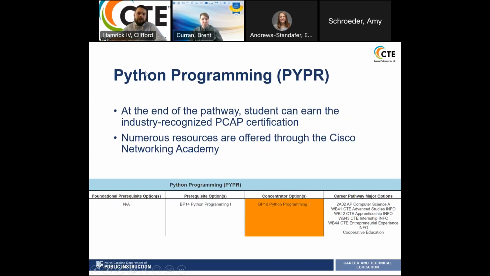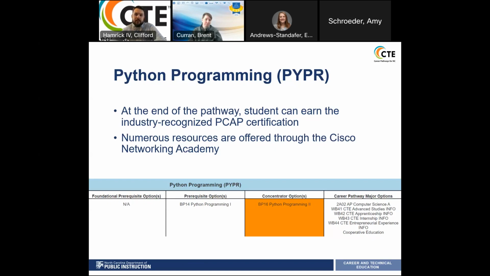All right, so we do have Python programming, and this is another one of these up and coming pathways. From talking to various industry partners, Python is kind of the standard operating language. It's probably the most universal one out there currently. And students would take BP 14, Python Programming 1, and BP 16, Python Programming 2.